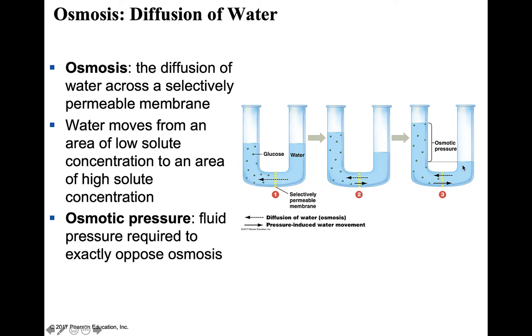So one of the things that we see here is this term osmotic pressure. I think osmotic pressure is kind of a confusing term, and it's not a term that I use pretty regularly. Osmotic pressure is the fluid pressure required to exactly oppose osmosis. So what would I have to do to make the water in these tubes equal again on either side? I'm more interested that you understand this concept of osmosis, and water freely moves, if it can, where the solute is.